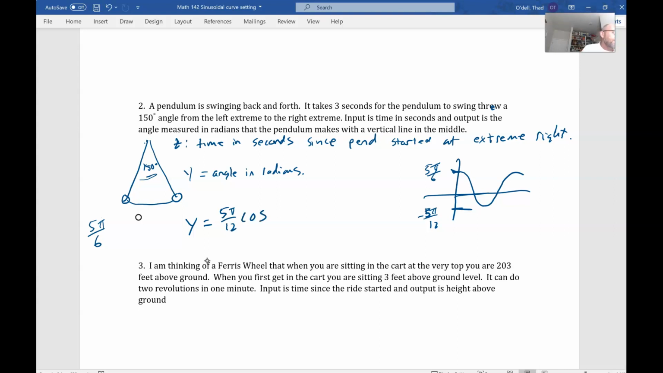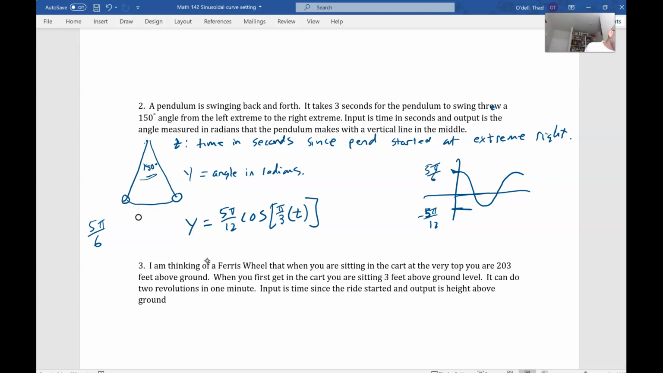My frequency: it takes 3 seconds for the pendulum to swing from the left extreme to the right extreme, so that means there's going to be a total of 6 seconds. So this would be 2 pi divided by 6, which would be pi over 3. And we're going to put a time in there. I don't need any phase shift because I'm starting at the right. And I don't need a vertical shift because it's centered on the middle.